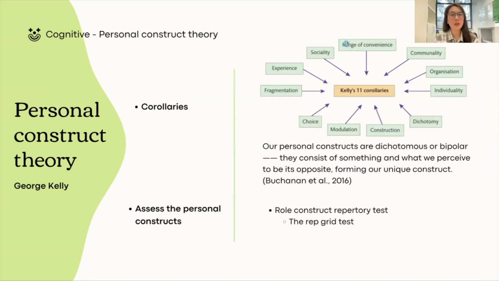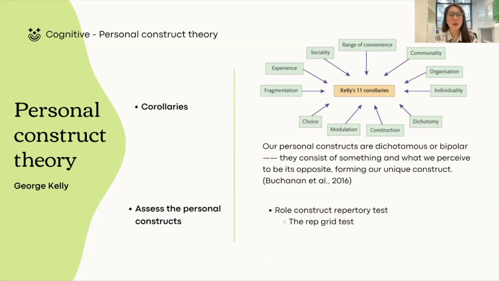Also, in Kelly's theory, he proposed 11 corollaries. I will just go through one of them, the dichotomy corollary. It means our personal constructs are bipolar. Again, to give an example from Arthur, he was told by his mom that he should be a person who makes people happy. So in his dream career construct, he only has two choices. One is becoming a stand-up comedian, and the second is not being a stand-up comedian. There are no other choices.